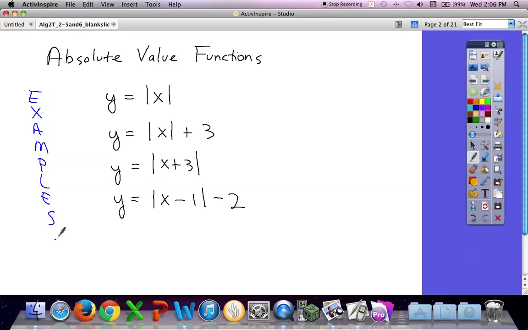It's actually the second kind of function that we learned about, right? The first kind was linear. The second kind is absolute value. We okay?